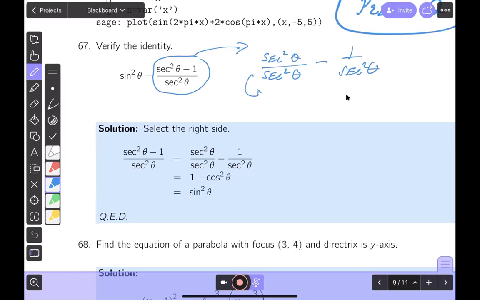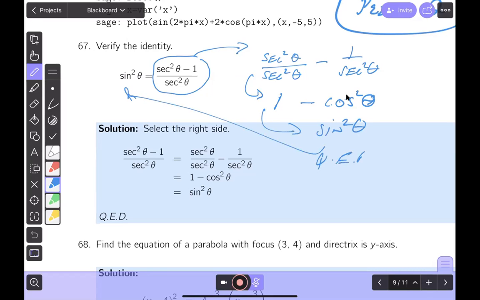Let me keep going. The next line. What's secant squared over secant squared? Well, conditionally, it's 1. We're not worried about the conditions. Conditionally, it's 1. Minus, what's 1 over secant squared? It's cosine squared. I've got to sharpen my pencil, so to speak. What's this thing over here? It's just sine squared. QED. We're done. We show what we're supposed to show.